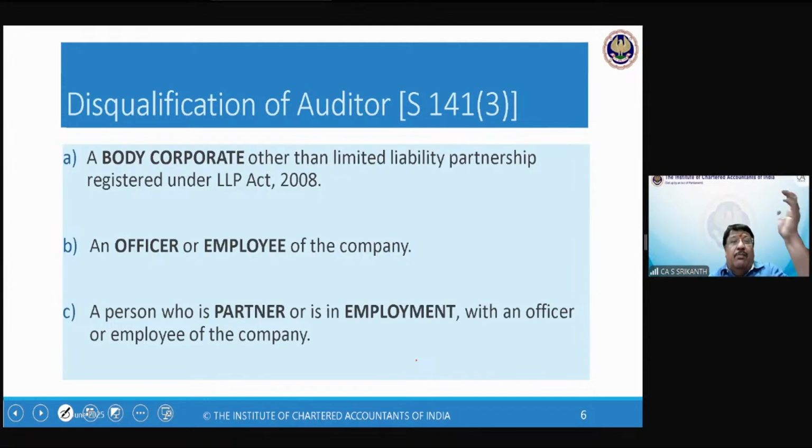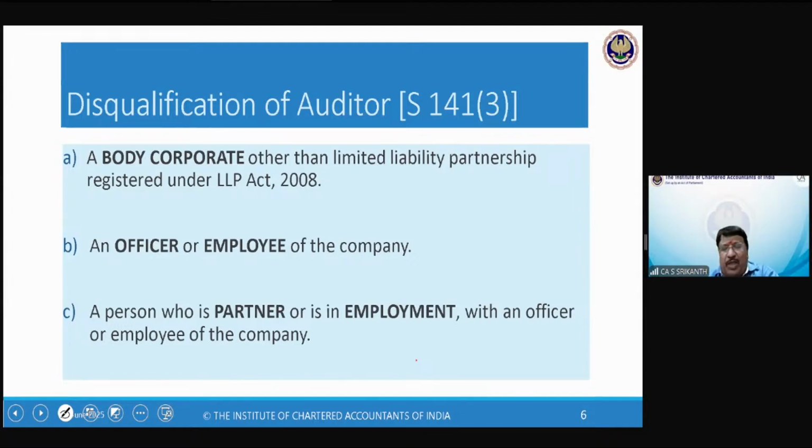Sometimes a company will be holding the majority, maybe a majority partner in an LLP. Then also you have to consolidate. So, body corporate other than LLP registered under the LLP Act. So, a firm of chartered accountants, which is not a normal firm but an LLP, can be appointed as an auditor. But a company cannot be appointed as an auditor. Right?